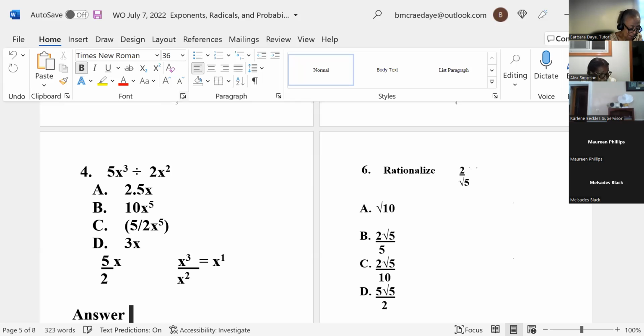I'm sorry, Miss Barbara, but I don't understand what you're saying. I understand you subtract the exponent. Okay, but you don't understand how 5 halves is 2.5? I understand how you get that part.